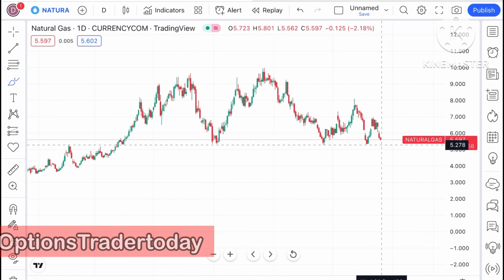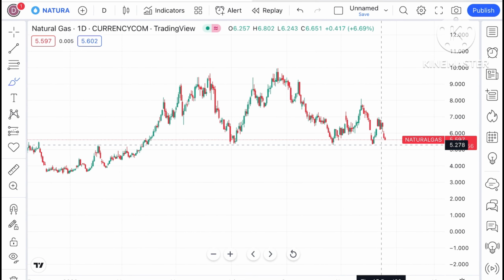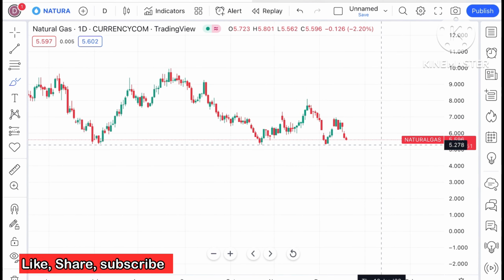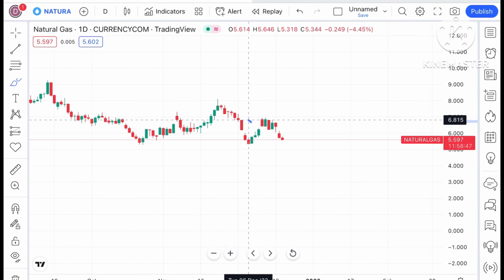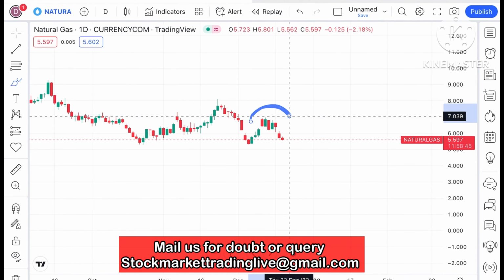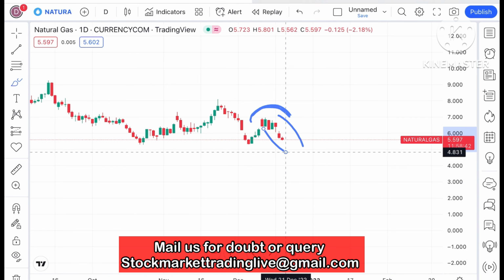So today in this video I will explain how the price of natural gas has moved in the last 2 days and how it can move in the next 2 days. If you look at the chart of natural gas, a swing is forming at this particular level. After that there is a continuous downfall.